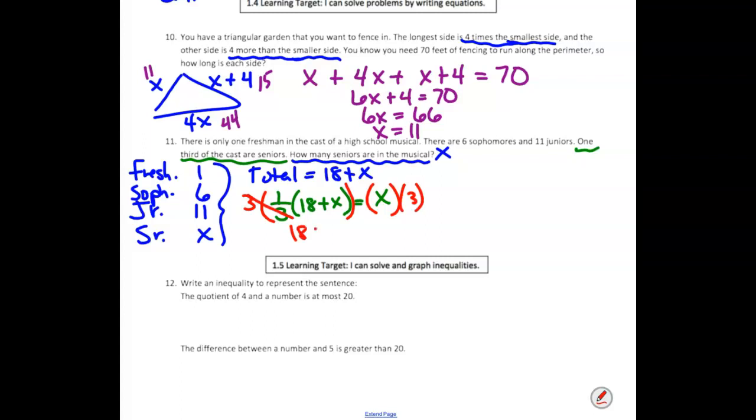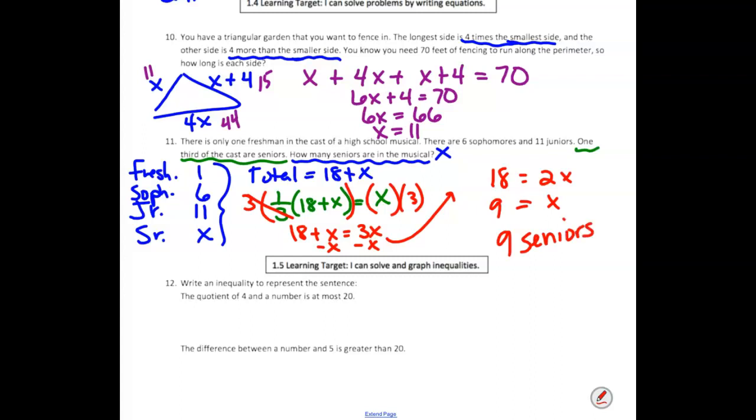So we end up with 18 plus x equaling 3x. We can subtract an x over to the other side. We end up with 18 now equals 2x, and when we divide, we get 9. So that means there are 9 seniors.